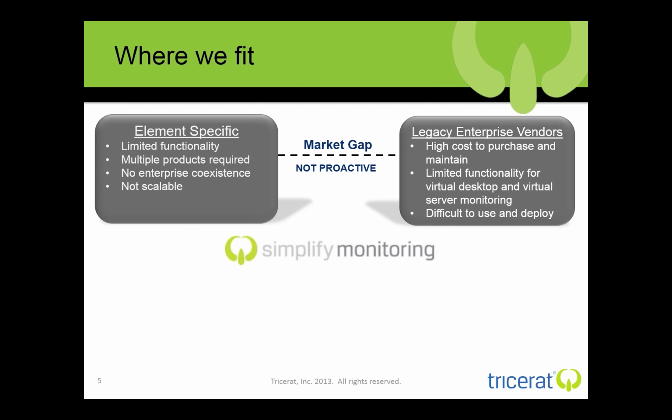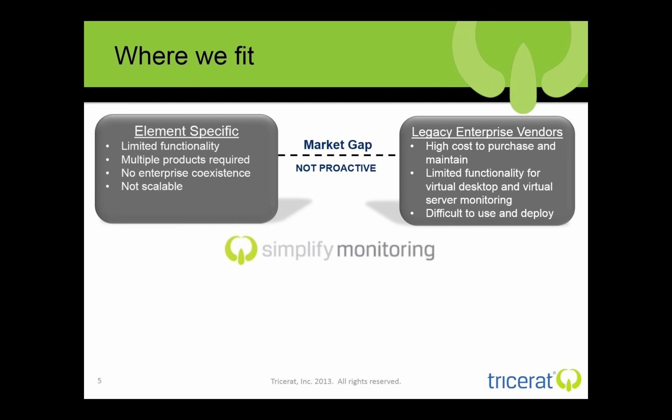Today, we want to show you where we fit and the types of problems that we solve. On one side, you have legacy vendors on the right side, like HP OpenView, CA Unicenter, or EG Innovations, who have one or more of these following characteristics. They're high cost to implement and to maintain. They have limited functionality for virtual desktops, virtual server monitoring, or at best can just check the box. And they're difficult to use, most requiring certification and other specific programming skills.